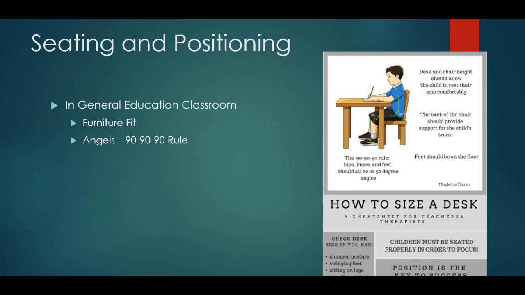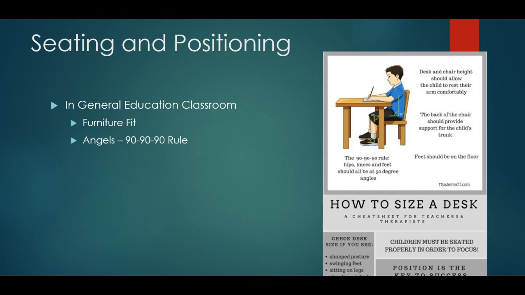So in looking at a student in a general education classroom or a self-contained classroom and the child is not in a wheelchair, we want to make sure that one, the furniture is appropriate to the size of the child, and that we are looking at angles. So they call it the 90-90-90 rule. So you want to make sure here that the child's hips are to the back of the chair, that their knees are flexed at a 90-degree angle, and that their feet are on the floor. So they shouldn't be dangling in midair.